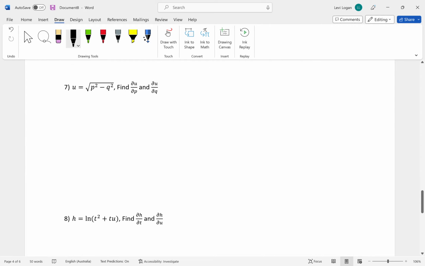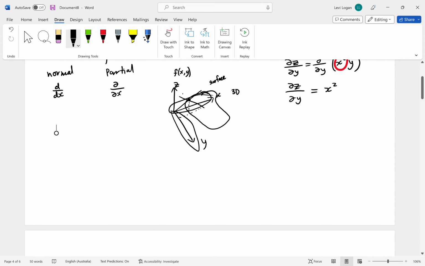This one is a bit tricky, but it's the same principle as before. You might have to use a certain rule that you've learnt previously. Feel free to pause the video and have a go. Straight off the back, we're doing partial derivatives, but we're going to have to use chain rule. So recall chain rule.